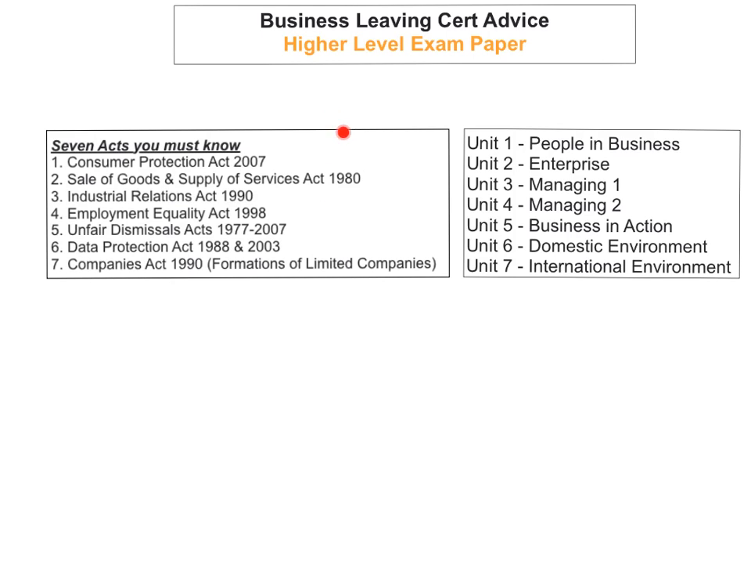One of the next things you need to know for the higher level business paper is these 7 different acts. The first one is the Consumer Protection Act 2007. The second one is the Sale of Goods and Supply of Services Act 1980. The Industrial Relations Act 1990. The fourth one is the Employment Equality Act 1998. The fifth one is the Unfair Dismissals Acts from 1977 to 2007. The sixth one is the Data Protection Act 1988 and 2003. And the last one is the Companies Act 1990. That's basically just the formation of limited companies.